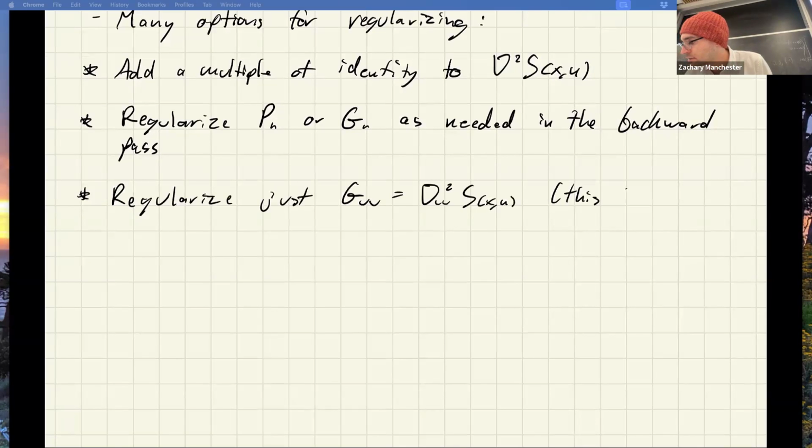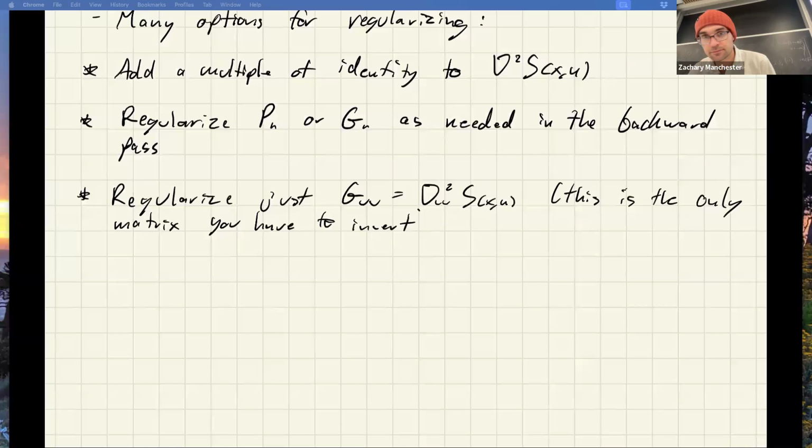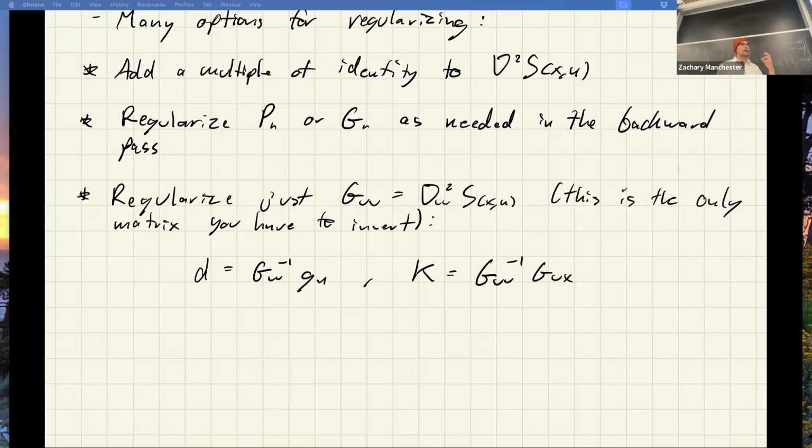The reason you can do that is because this is the only matrix to invert. And specifically, your D looks like GUU inverse GU, and your K looks like GUU inverse GUX. This option is maybe reasonable for ILQR, where you're just doing this for numerical conditioning reasons, but in the full DDP, it's probably not the move.